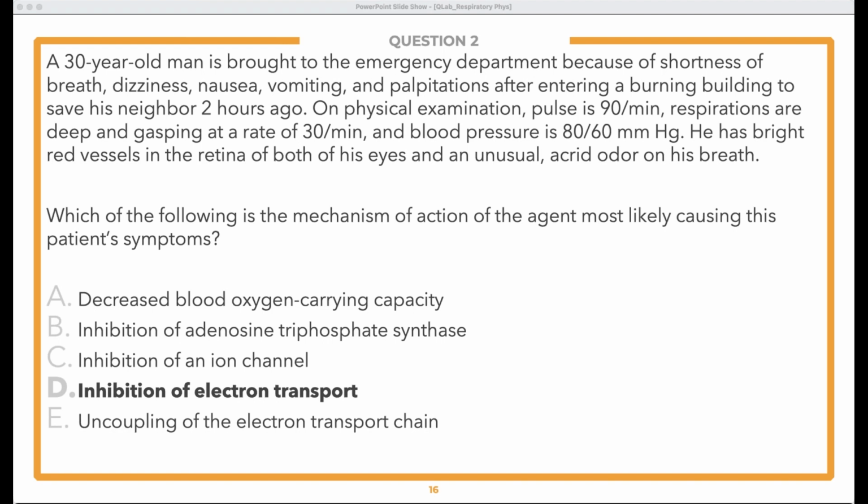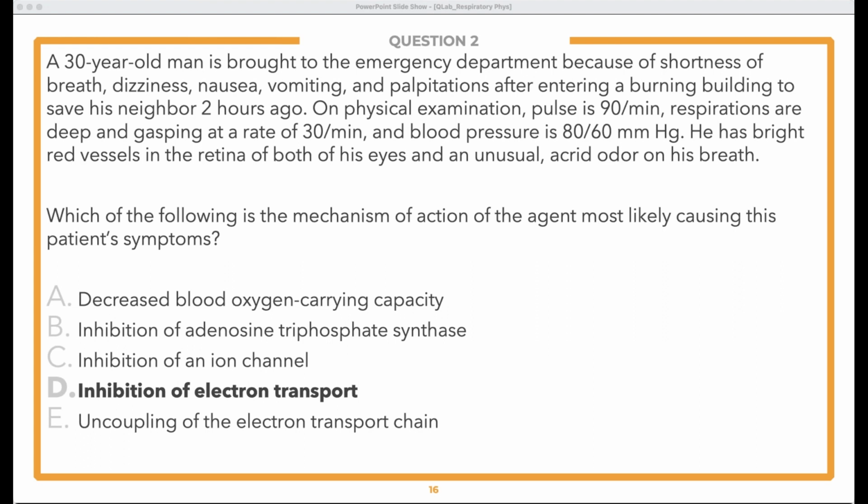So what's going to happen? Our body is going to switch over to anaerobic metabolism. And another big clue these patients can give you is an elevated lactic acid level, because they are now dependent on anaerobic metabolism, and we know lactic acid is a byproduct of it. So the correct option here is option D, inhibition of electron transport chain.